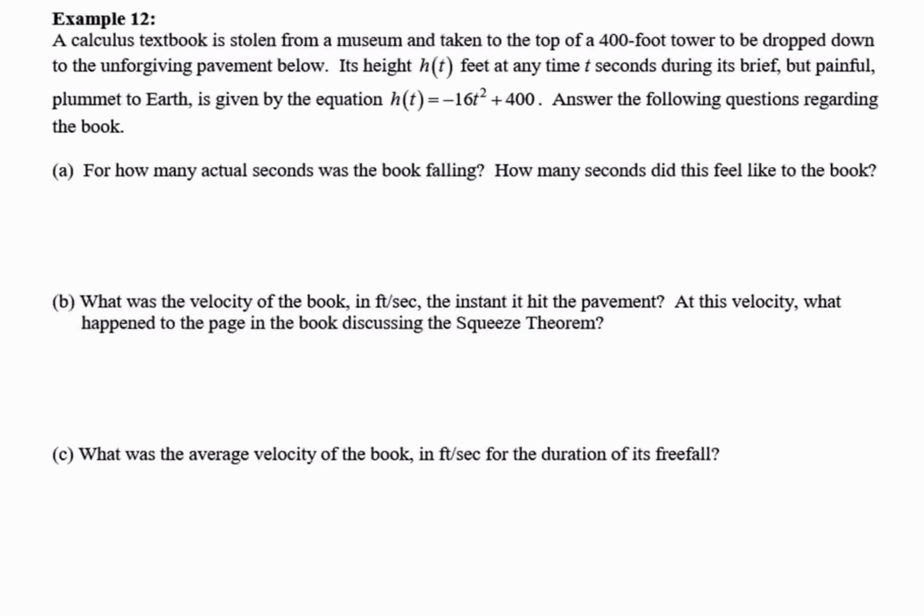We have a calculus textbook. The height is given by the equation of an upside down parabola. So for how many actual seconds was the book falling? Well, just to double check, h of 0 would be 400, so that would be at the top of the tower. Then we need to figure out when the height is equal to 0.